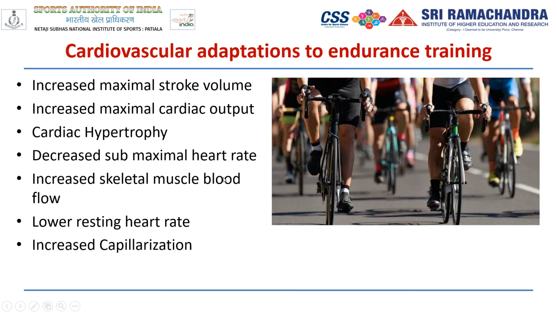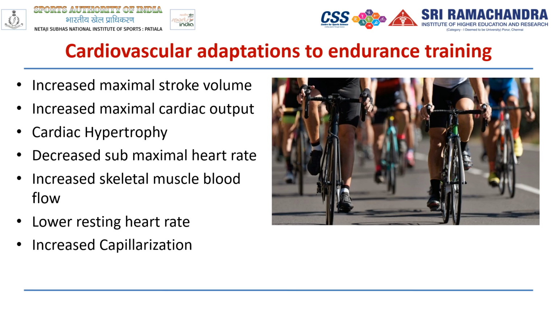So what happens to the cardiovascular system on long term exercise, or what we can call endurance training? When we do endurance training, what happens to the cardiovascular adaptations? Whenever we exercise over the long run, the maximum stroke volume and the maximum cardiac output increase. When you compare a trained and an untrained individual, the trained individual will be able to generate more cardiac output compared to the untrained.